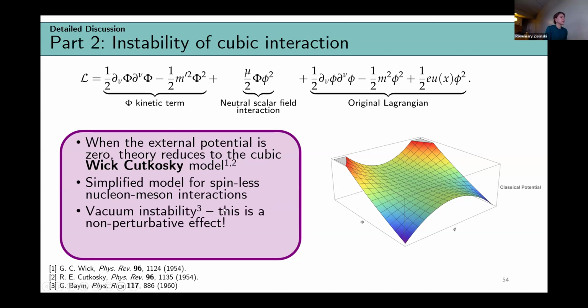And this vacuum instability is, in fact, a non-perturbative effect. And it arises for any cubic scalar theory, and these theories are, for instance, super-renormalizable. And this was shown, I think, in the 1960s. So it's a valid question to ask whether this presents some problems for this work.